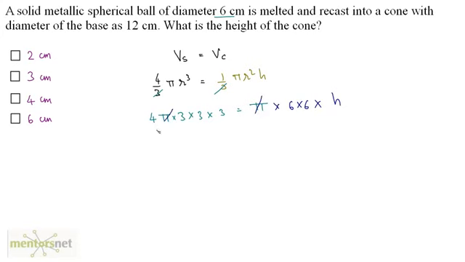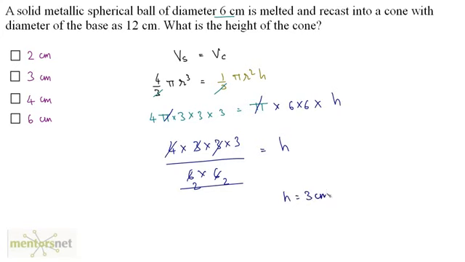Now this pi we forgot to cancel, so let's cancel it. So I have 4 times 3 times 3 times 3 divided by 6 times 6 is equal to h, right? 3 times 2 is 6, again 3 times 2 is 6. 2 times 2 is 4, so both of these 2 get cancelled out with this 4. So h is equal to 3 centimeter, right? So we have found out the height of this cone, and that is option B, 3 centimeters.